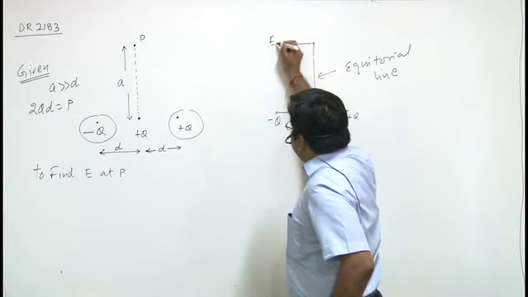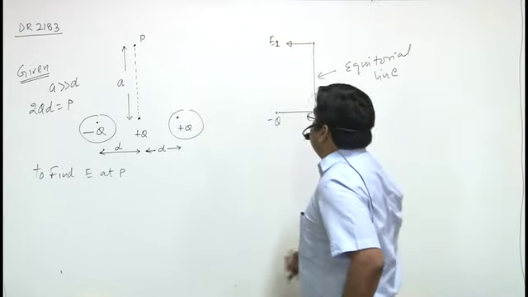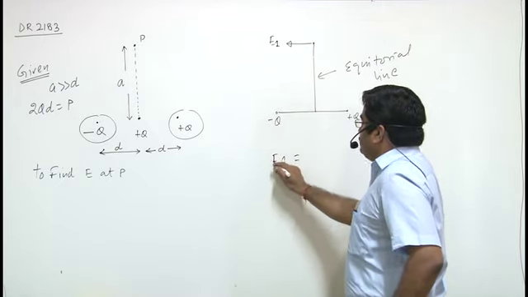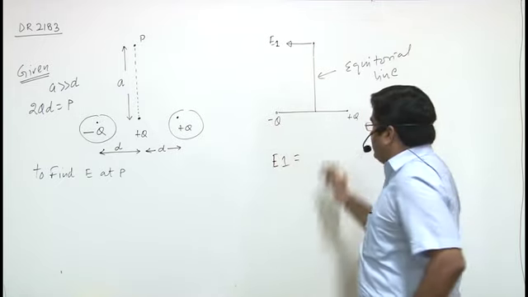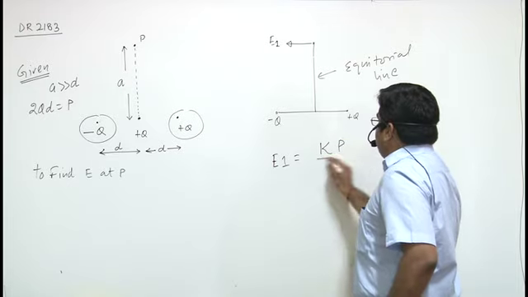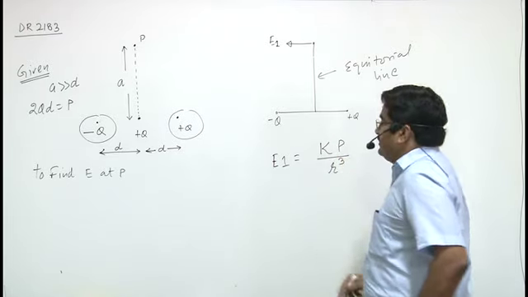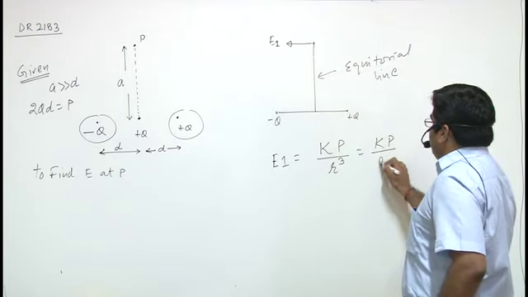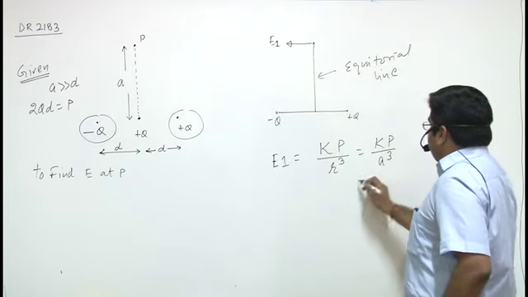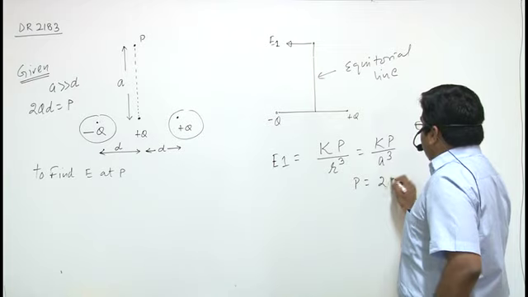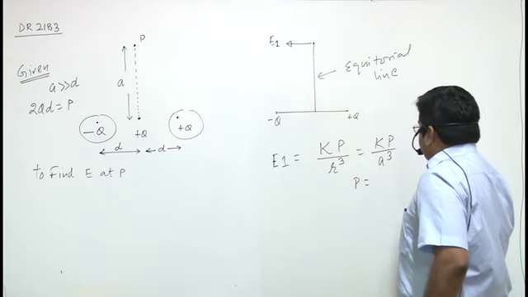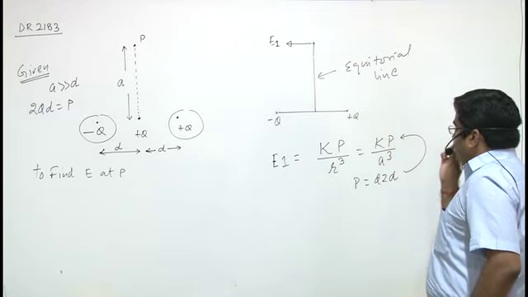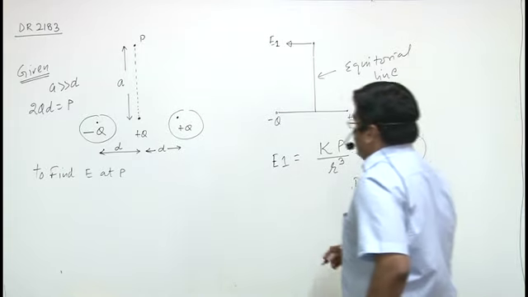So this is, let us say, E1. And we know the value of E1. The formula of the electric field on the equatorial line is Kp by r cube. Here this r is a, so it will become Kp by a cube, and p is already q into 2d. So we will put this value here, or we can use this value there.